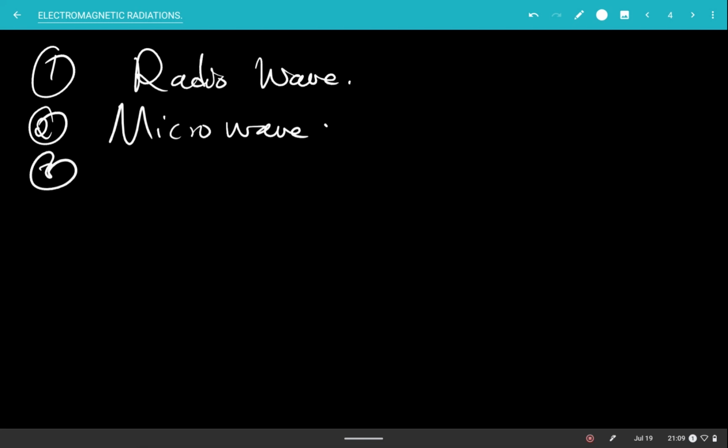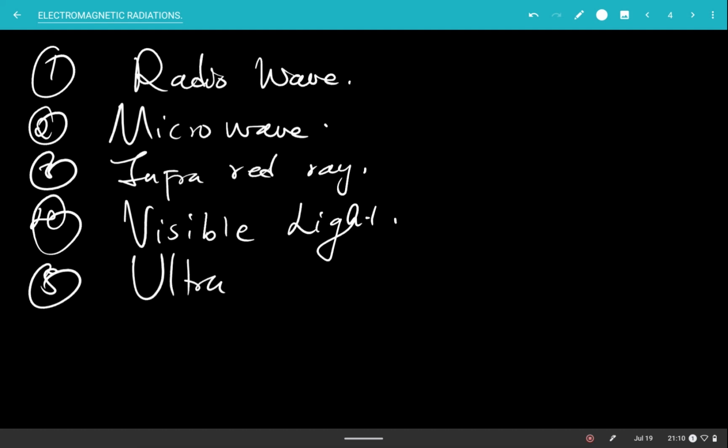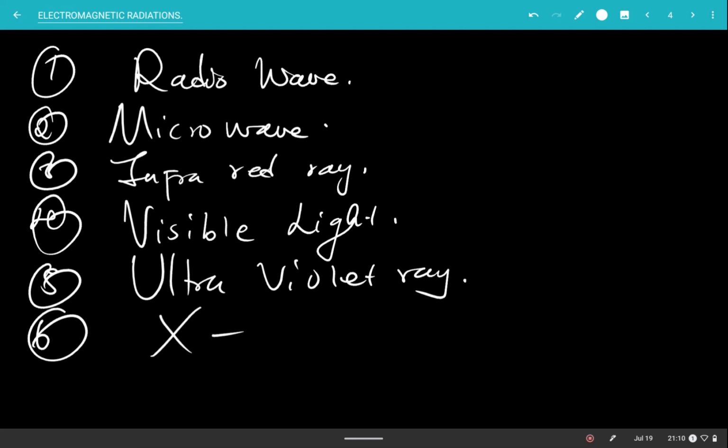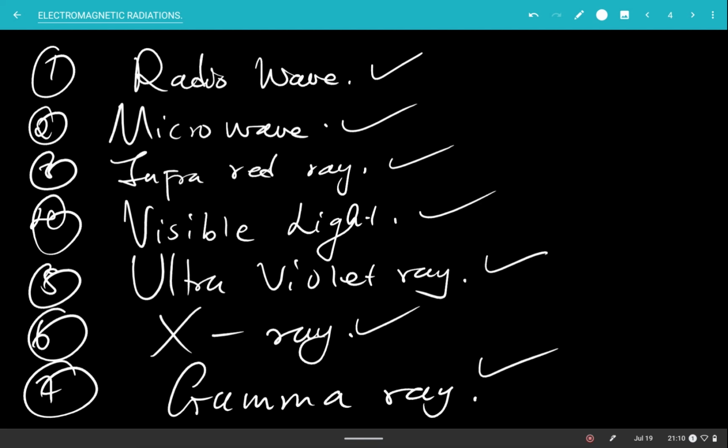Micro, infra, then we have the infrared rays. VZ, which is the visible light. Ultra, which is the ultraviolet rays. Remember, ultra X, so then we have the X rays. And finally, gamma rays. So remember, radio micro infra VZ, ultra X gamma.